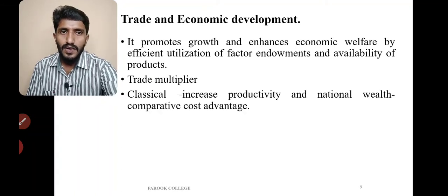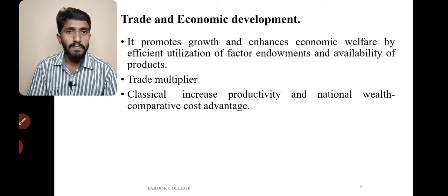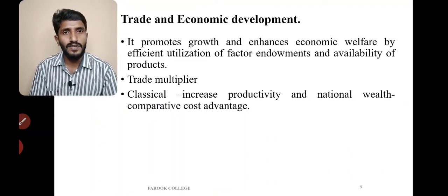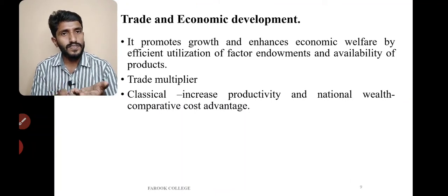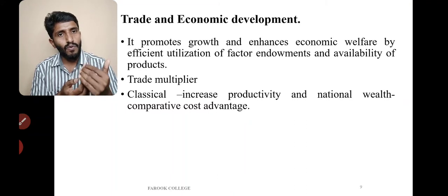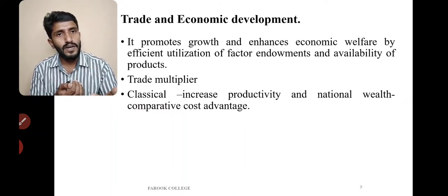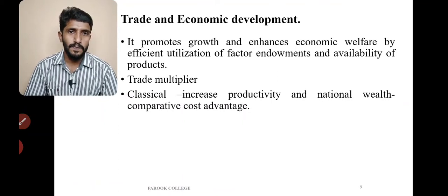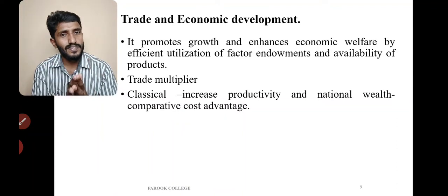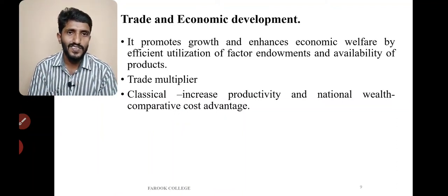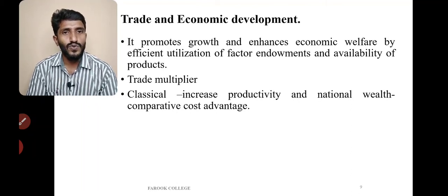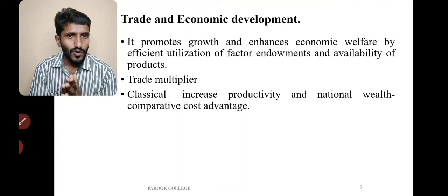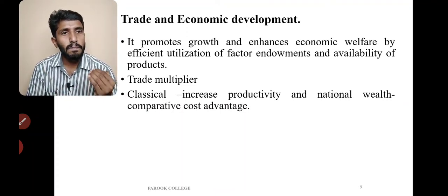Also there is the trade multiplier effect. As you might know, there is the investment multiplier of Keynes, and similarly there is a trade multiplier. If there is more export, it will lead to more income. More income means more employment. More employment means more production. More production means again more export. So there will be a multiplier effect through trade. So international trade will lead to economic development. This trade multiplier effect is also supporting this argument.